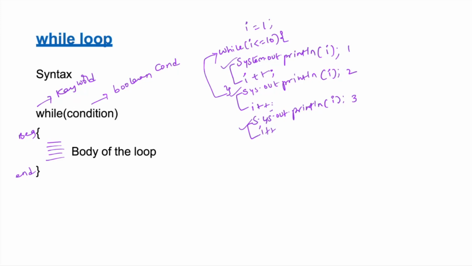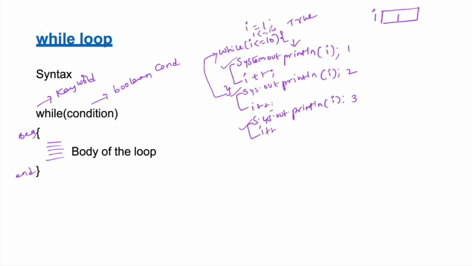Initially, what is the I value? Let us take a memory location. This is the memory location, and the I value is stored here. I value is initially 1. So 1 is less than or equal to 10. This is a Boolean expression. What is the Boolean expression output? Since 1 is less than 10, it will return true. Since it is true, it will enter inside the loop.